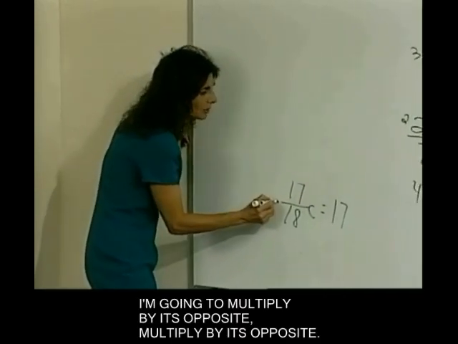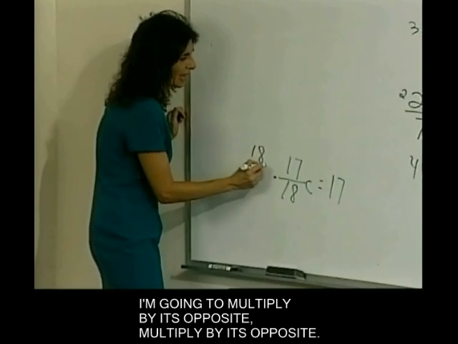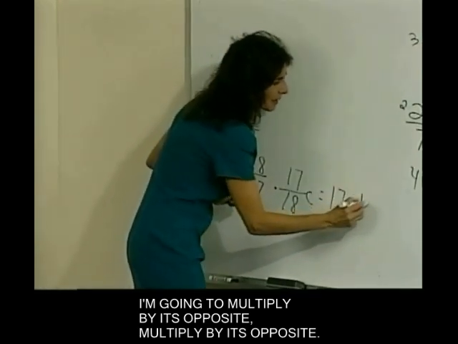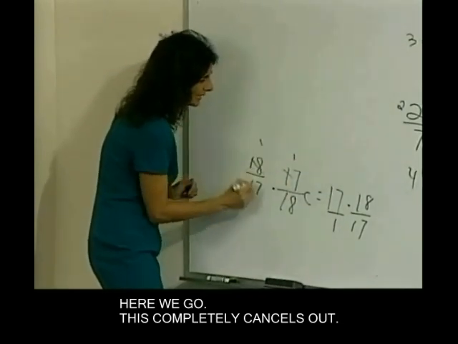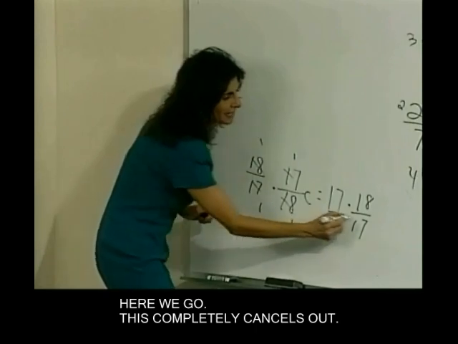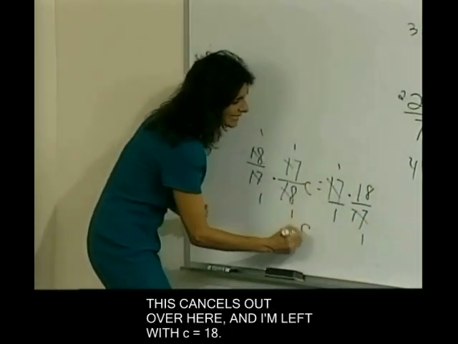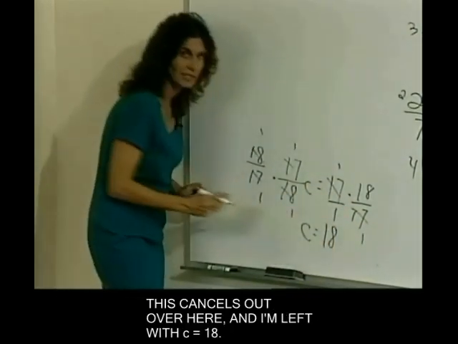I'm going to multiply by its opposite. Here we go. This completely cancels out. And this cancels out over here, and I'm left with C equals 18.